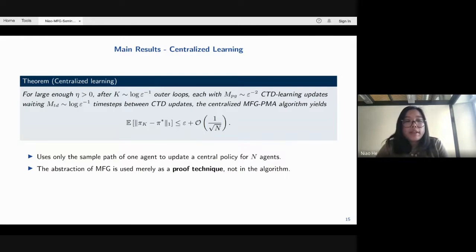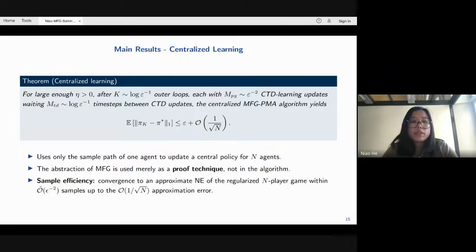I also wanted to mention that the abstraction of mean field games is really just used in the proof technique, not in the algorithm design, right? The algorithm really just runs this n-agent simulator to update their own policies. What this result says is that this algorithm is able to converge to an approximate Nash equilibrium for the regularized game using just 1/epsilon^2 total number of samples, up to the accuracy, which is the approximation error, because you only have finitely many agents here. So this is one of the results we have with the centralized learning setting. As you can see, the total sample complexity basically matches what we typically see with single agent reinforcement learning.